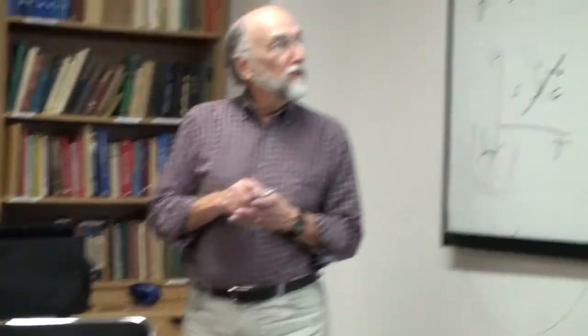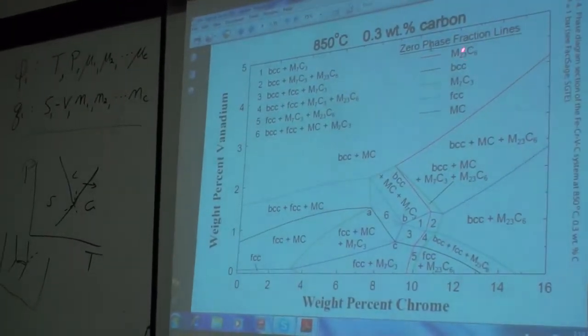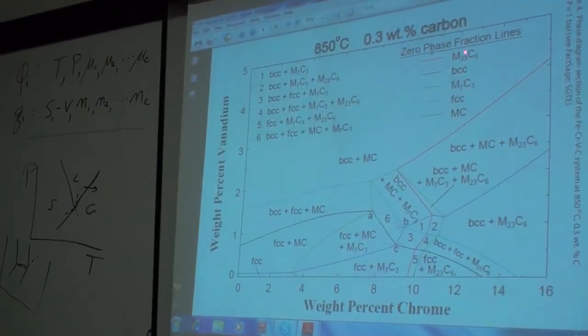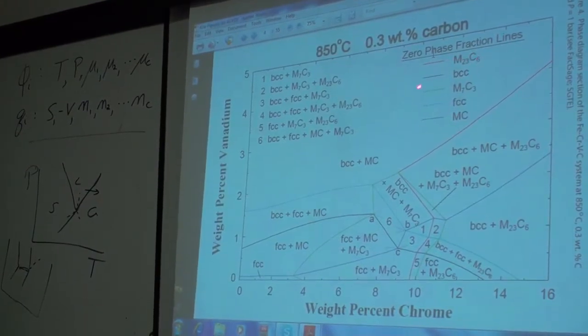Okay, so on this diagram I show zero phase fraction lines by different colors. Each zero phase fraction line applies to a particular phase. So the red line is the zero phase fraction line for this solution, the black one is for the BCC solution, and so on. A zero phase fraction line is a phase boundary where the particular phase is just there, but at zero amount, where it's just about to appear or just about to disappear.